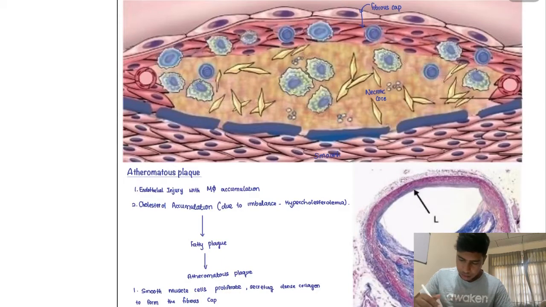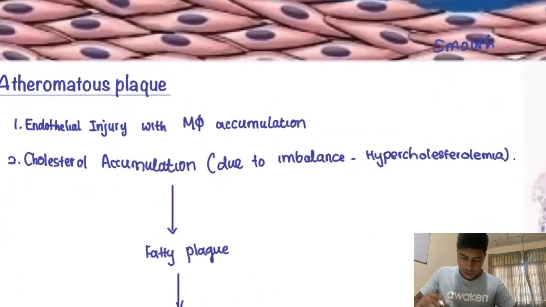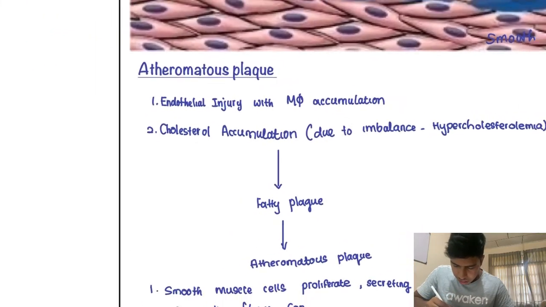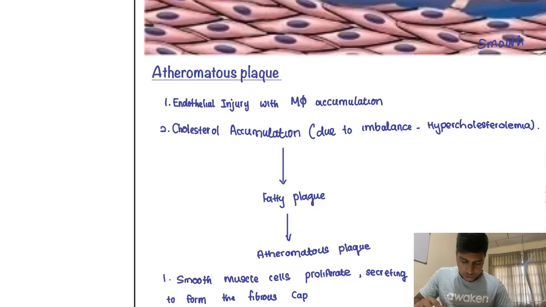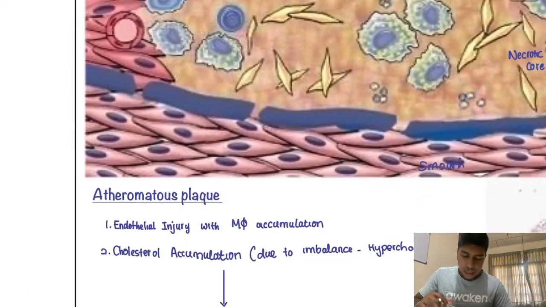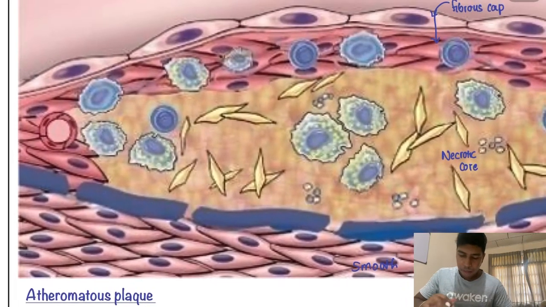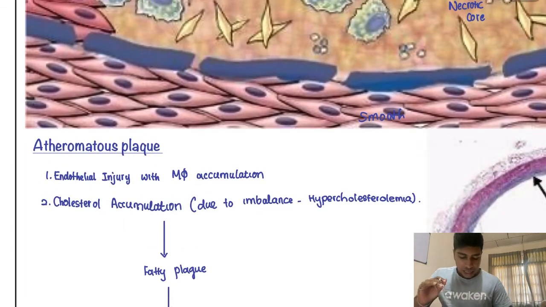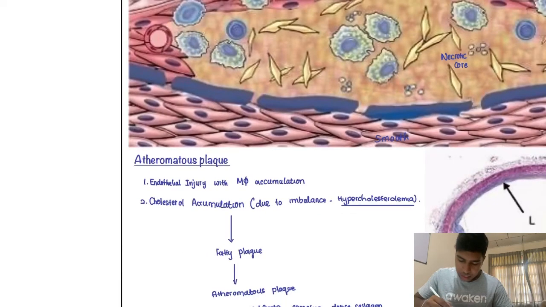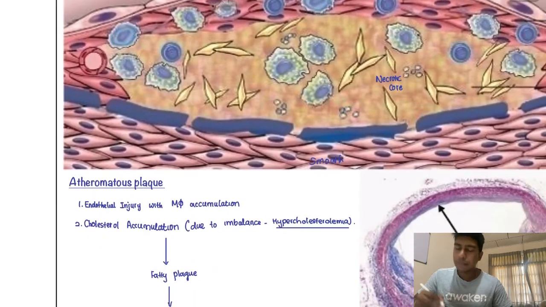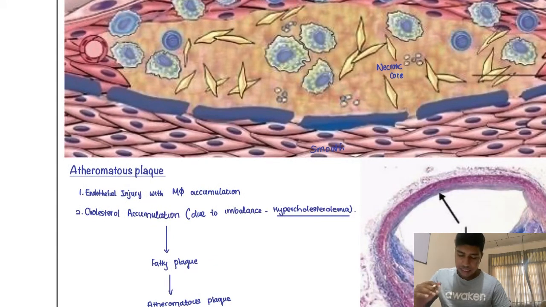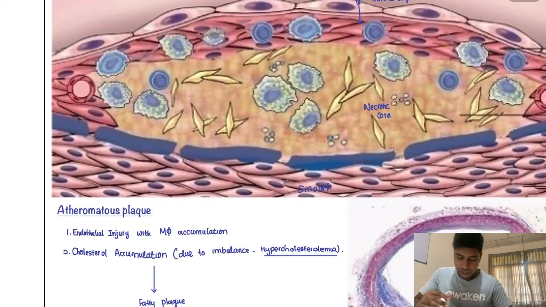This is the diagram here. You can see that plaque. Over here you have the smooth muscle cells under the endothelial layer. First, there's going to be endothelial injury. Similar to how a thrombus forms, there's going to be endothelial injury with macrophages accumulating. Now the problem here is there is going to be cholesterol accumulation in this injury because of hypercholesterolemia. That means when your blood cholesterol level is high, there is going to be accumulation of cholesterol.